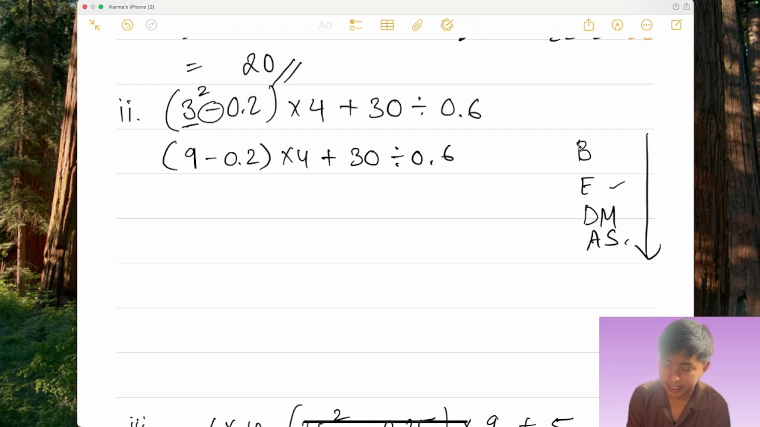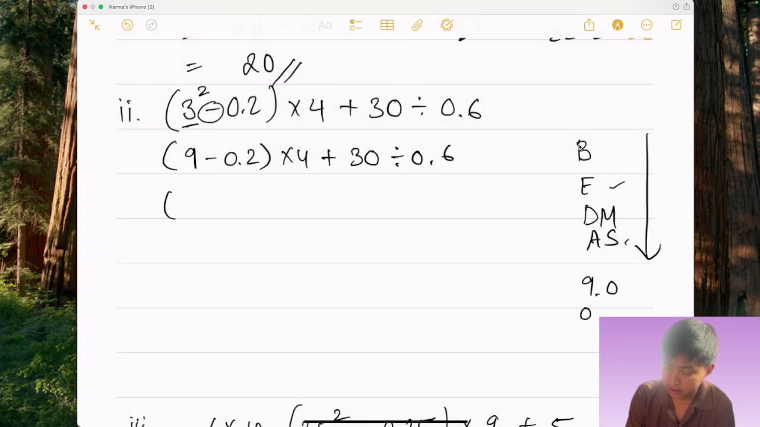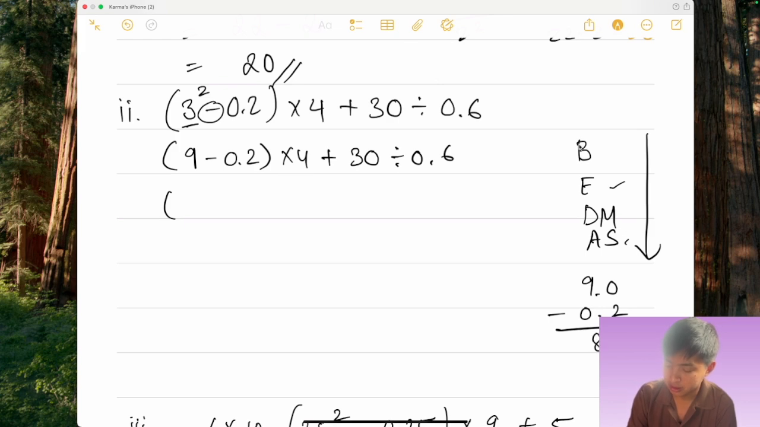We still have the bracket, so we again go back inside the bracket and you'll see there's only subtraction left now. So you solve 9 minus 0.2, so 9 can be written as 9.0 and subtract the 0.2 from it. When you subtract, you will find that this is 8.8. So you get 8.8, and you can remove the bracket since there's only one term inside the bracket.